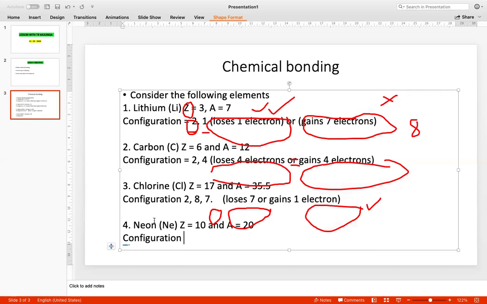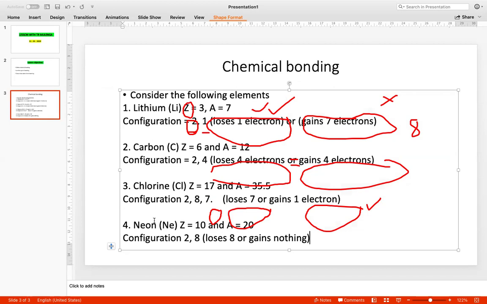Configuration. How do we write the electron configuration, buddy? So we're going to say that the first shell gets 2, and the last shell gets 8. So already we are saying either it loses 8 of them, or it gains nothing. Where do you think the chances are lying?